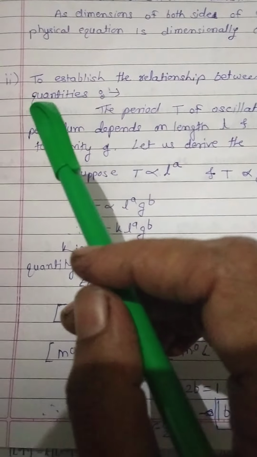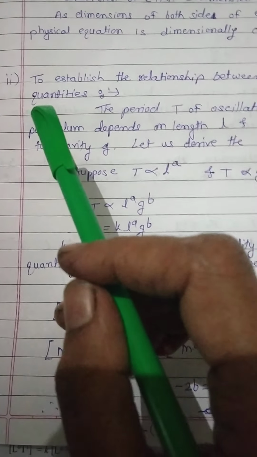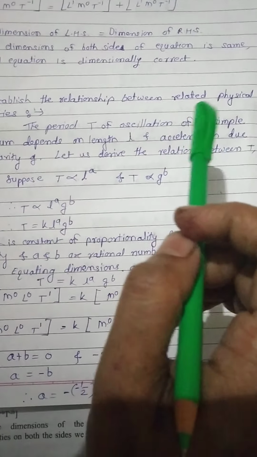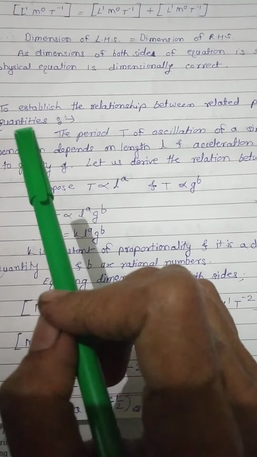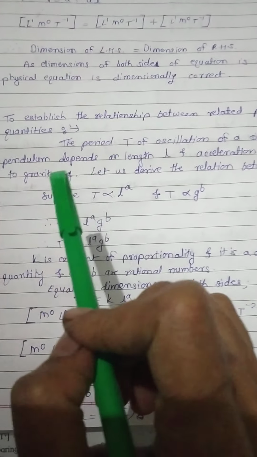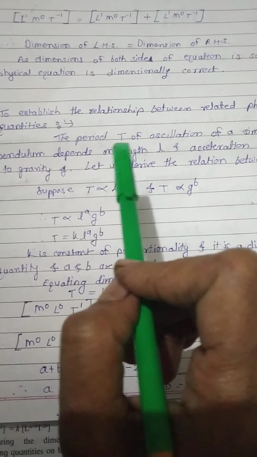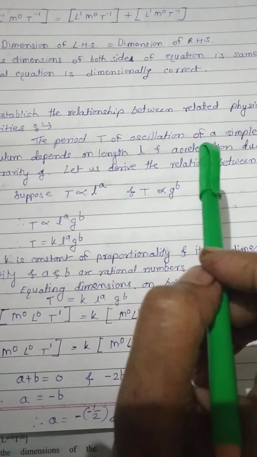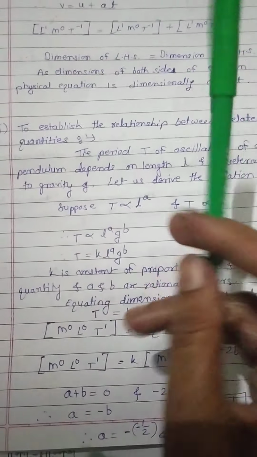Now our second use of dimensional analysis is to establish the relationship between related physical quantities. Related physical quantities: we take the period T of oscillations of a simple pendulum.